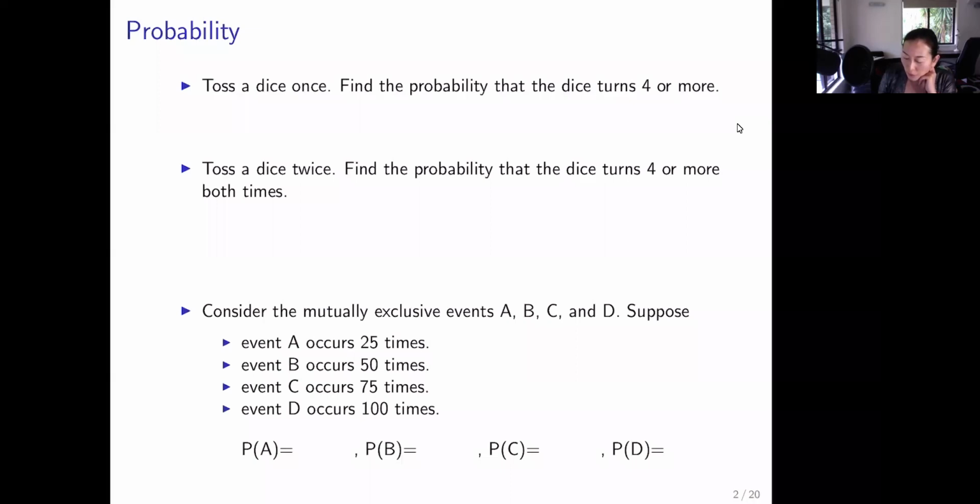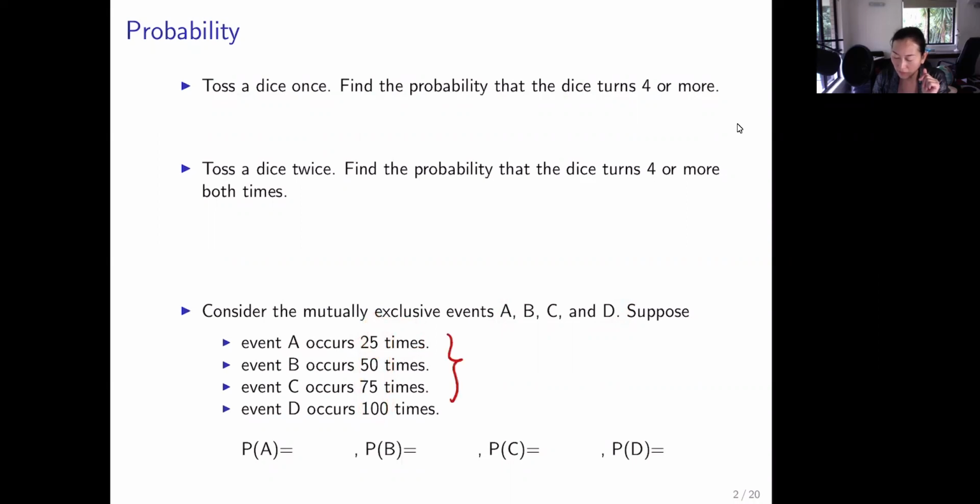Consider the mutually exclusive events A, B, C, and D. So now we have 4 possible mutually exclusive events. Event A occurs 25 times, B 50 times, C 75 times, D 100 times. Find the probability that event A can occur. How much is it? What is the probability? So you can either have A, B, C, or D, right? So the probability that A would happen is 25 times out of all of these times, right?